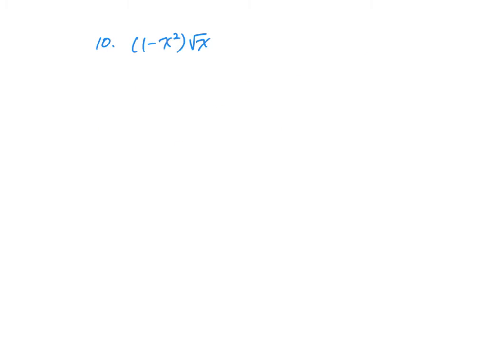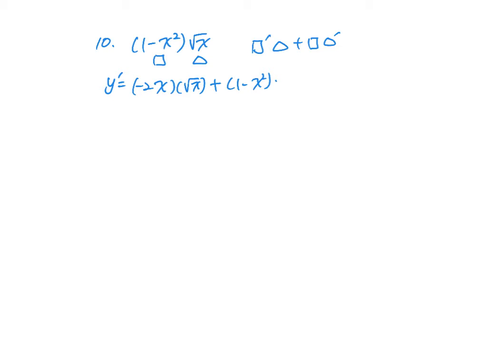Number 10, again, this is a product rule, so we have a box and a triangle. So box prime triangle plus box triangle prime. So take a derivative. The first one is going to be negative 2x, plus the derivative of square root x is 1 over 2 root x. We're talking about the shortcut. And here we go again. Looks like we need a 2 root x on the bottom. So we need 2 root x over 2 root x.